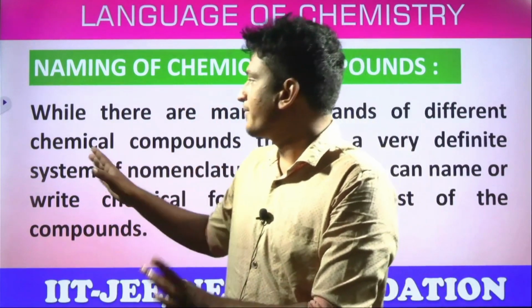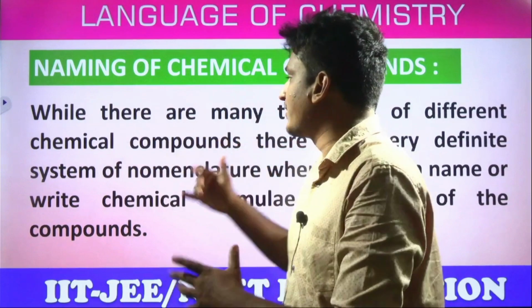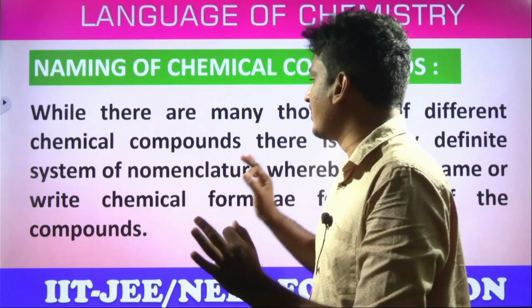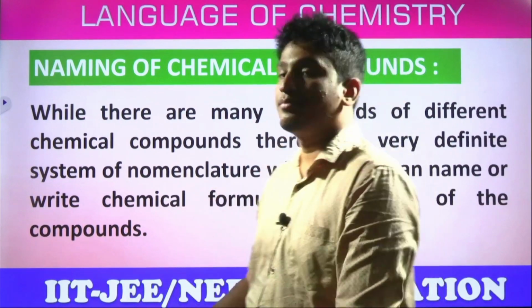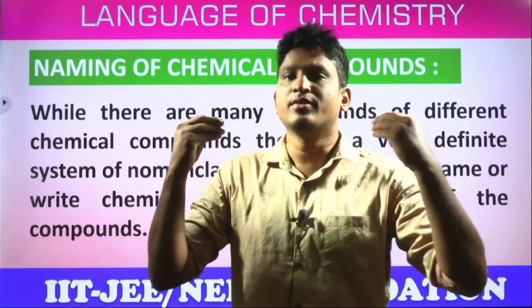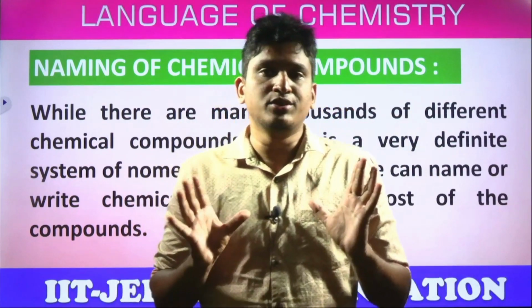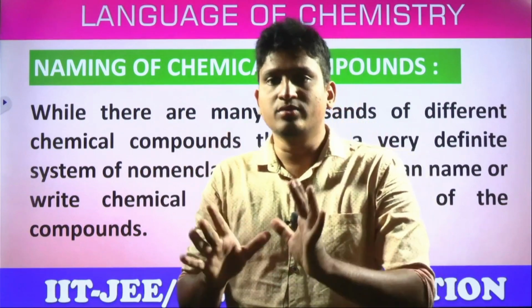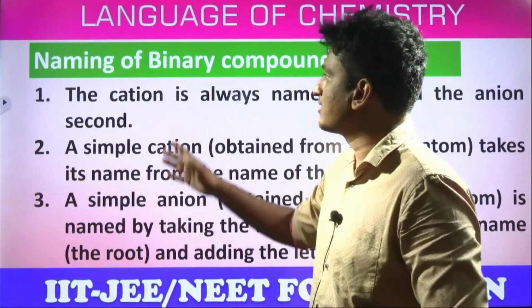So first of all, while there are many thousands of different chemical compounds, there is a systematic system of nomenclature where we can name or write the chemical formula for most of the compounds. Yes, there are millions of compounds, students. For all these compounds, definitely we should follow a systematic procedure, or not? So we have certain rules to name the compounds. Let us start the discussion first.